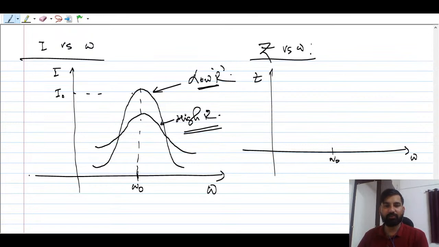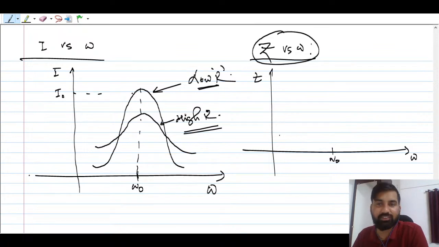And if I draw impedance versus omega, at omega naught, since the current is high, what can the impedance value be? The impedance value can be here. If you try to draw Z versus omega, the impedance value will be minimum here, and that minimum value will be Z equal to R.